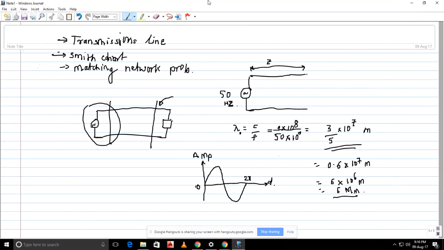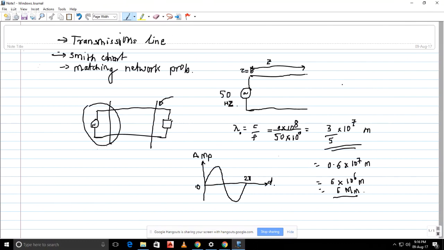So if I consider this as my zero point, that is z equal to 0, then after 6 megameters, I can actually see the phase variation or the complete sine wave completion, which is a far big distance, right? So at low frequency, this is not creating any trouble. The length of the wire can be as large as possible, and I don't have to consider what will happen with respect to the length of the line.